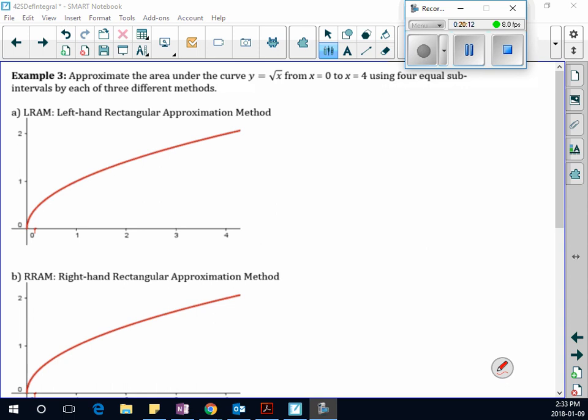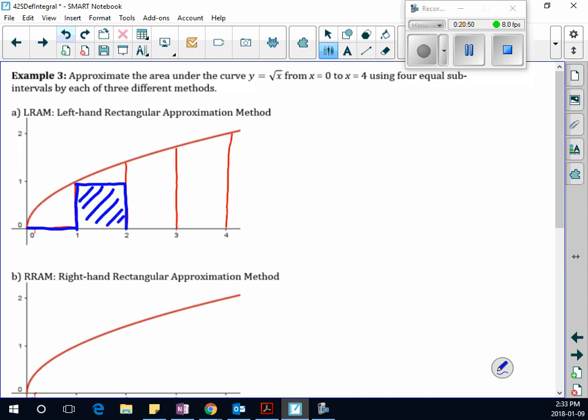So, again, it's pretty easy to do in my head. If I'm going from 0 to 4 and I'm splitting it into 4, then each one's going to be 1. Okay, so we're going to do left this time. Left means it's coming from the left. So this rectangle is pretty much non-existent. Does everybody see that? If I'm coming from the left here, you can see very quickly it's going to be an underestimate again.